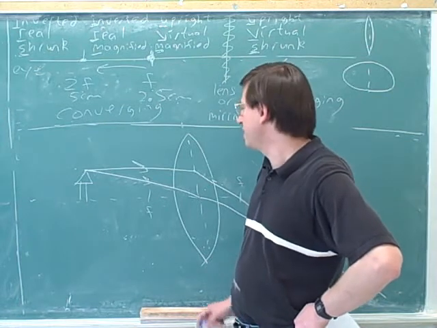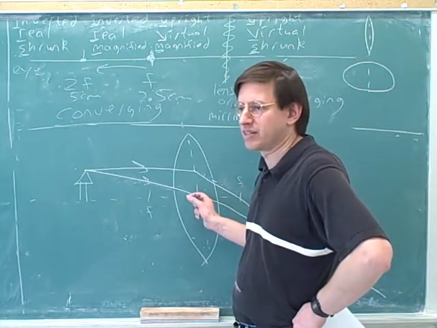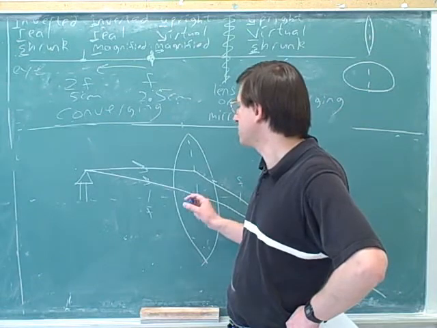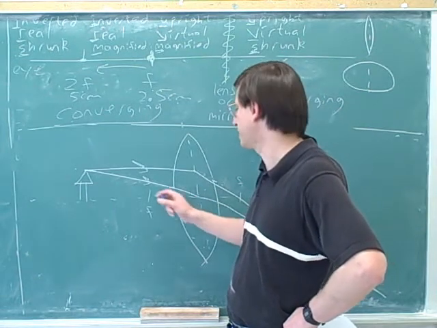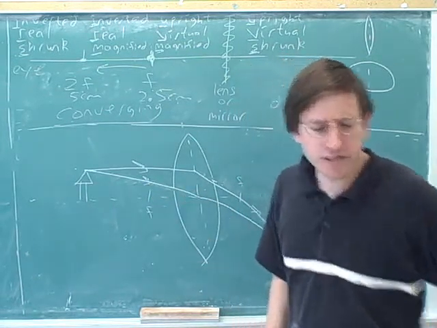Another good ray to draw is a ray that goes through the center of the device. And if it goes through the center of the lens, it's just a straight line that doesn't get bent. So you drew it correctly. You just draw a straight line that doesn't get bent. I noticed a common mistake.